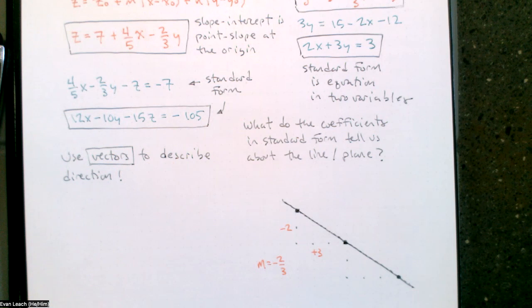So we want to describe this line with the slope of -2/3. We want to describe that direction with a vector. And so here, let's write a vector. We just say how much x direction change and how much y direction change.